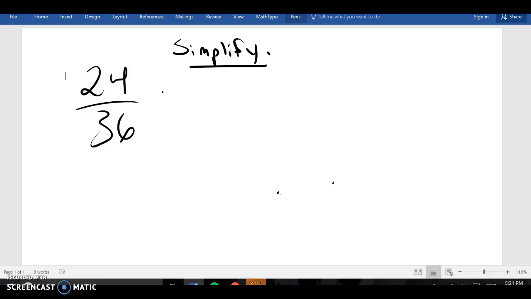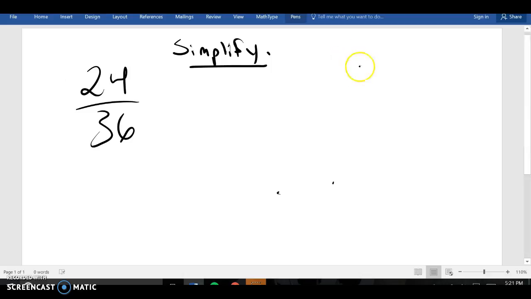I'm going to do it two ways. I'm going to do it by finding the GCF, which is going to be, for some of you, faster to do and a little bit more efficient. And then I'm going to do it by just starting small and working my way until I think I've got the simplest number that I can get. So let's do it first by the GCF.